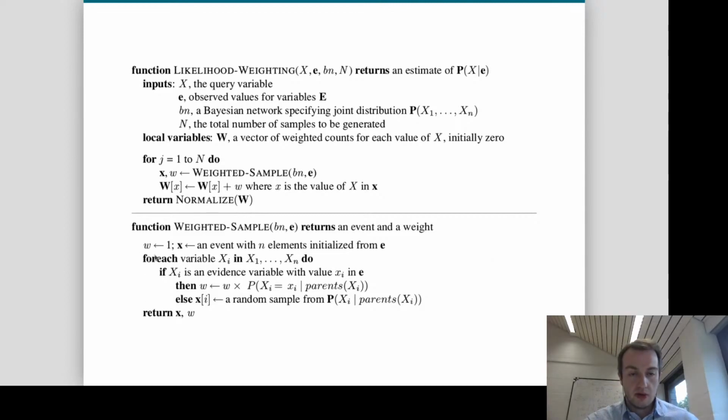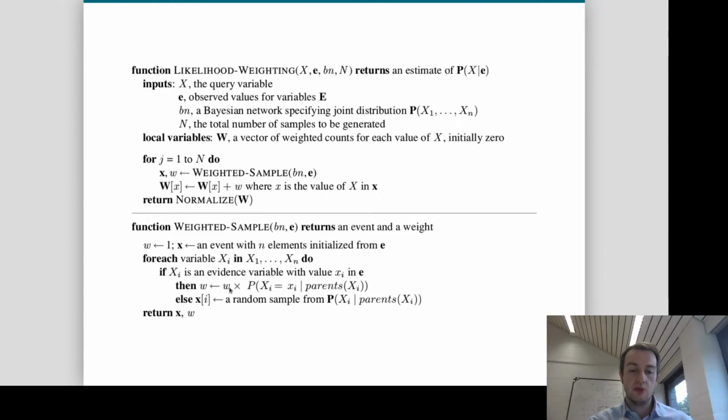I will directly go over this function, which is about generating a sample. Again, you initialize a vector of n elements for n variables with the evidence values. Then for each variable in the network, if xi is not one of the evidence variables, you just draw a random sample from the local conditional p of x given the parents. If on the other hand it's an evidence variable, then you don't need to draw anything. You just force this value to be equal to the value in the evidence.